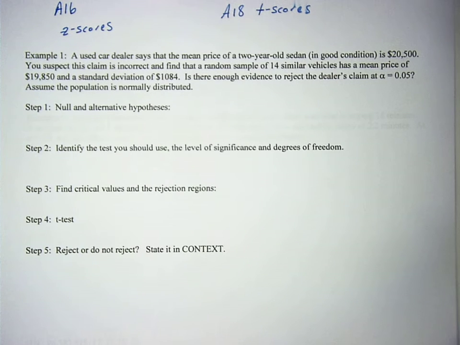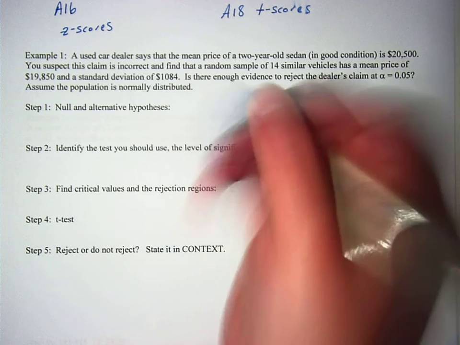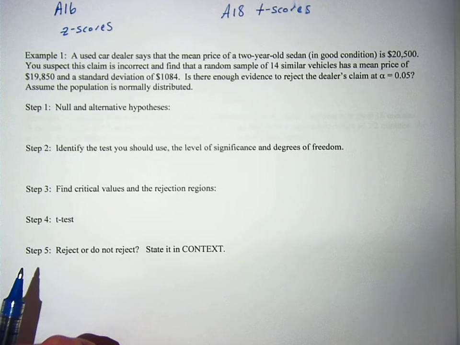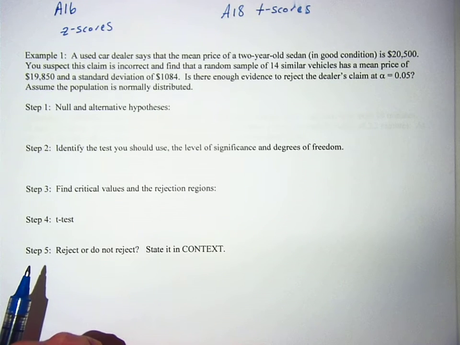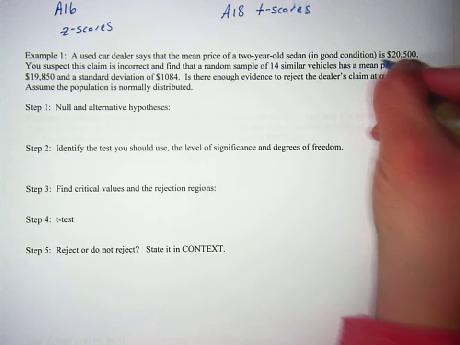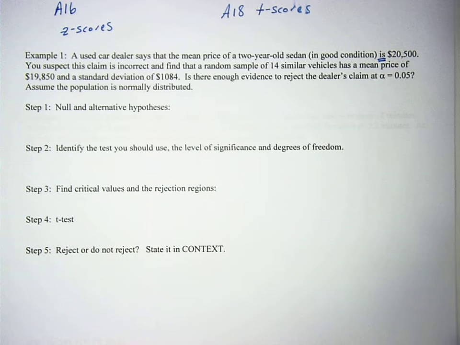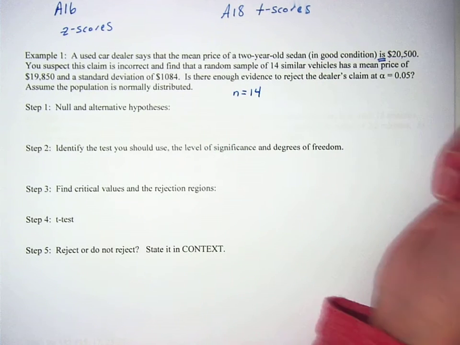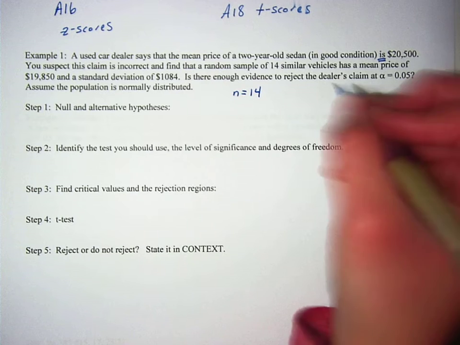Here we go. I'm going to turn to page A18 in my text because I know I'm going to need it. Alright, a used car dealership says that the mean price of a 2-year-old sedan in good condition is $20,500. You suspect this claim is incorrect. I'm just going to start writing down data that I see. So the sample is 14 vehicles.